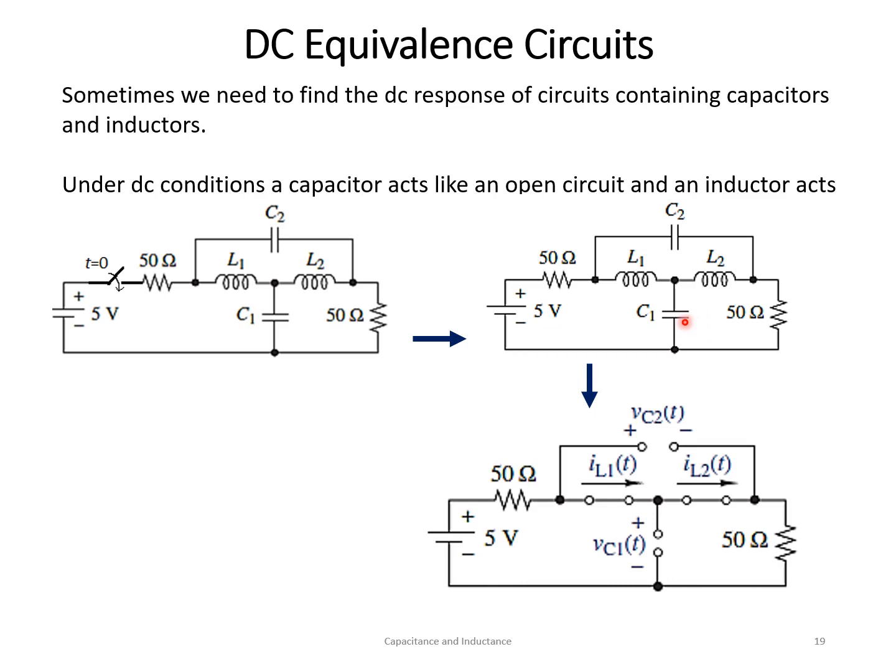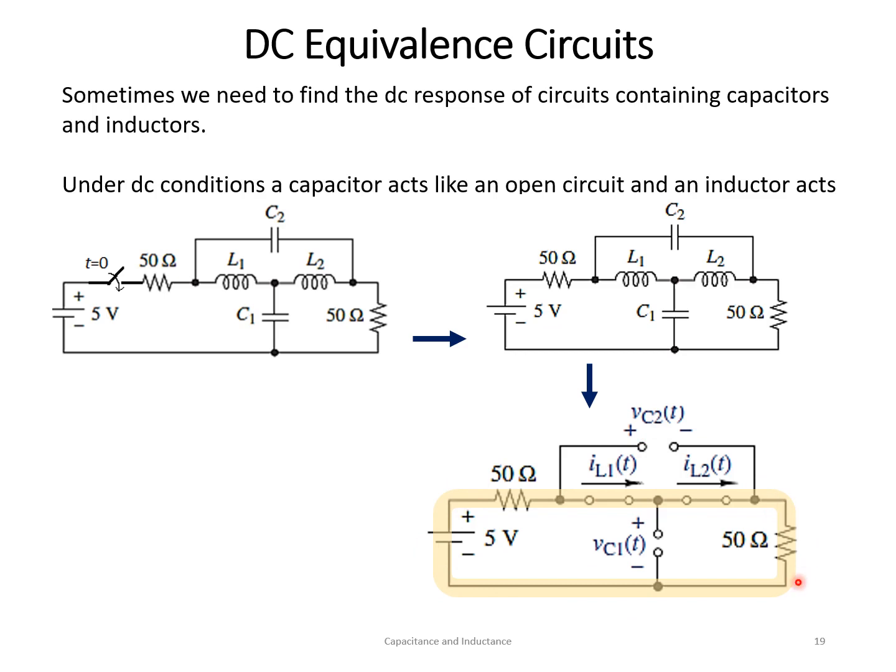So if we keep this switch closed with this excitation, this capacitor will behave like an open circuit, and the inductor will be a short circuit. The inductors are short circuited and the capacitors are opened. Now, with the capacitors open, no current is flowing through them, and the only active circuit is this one over here.